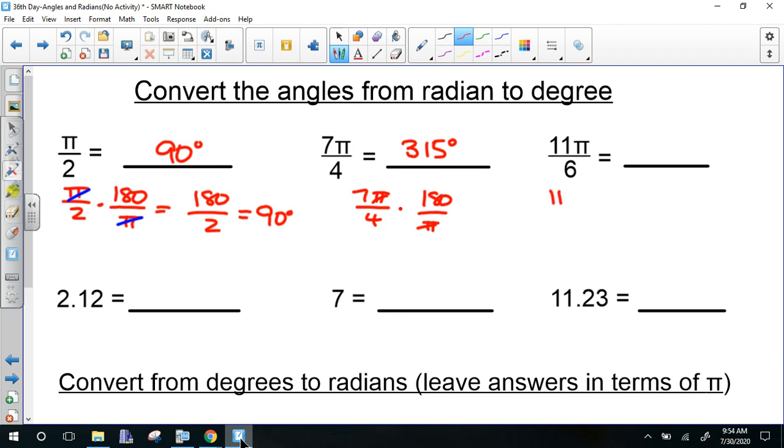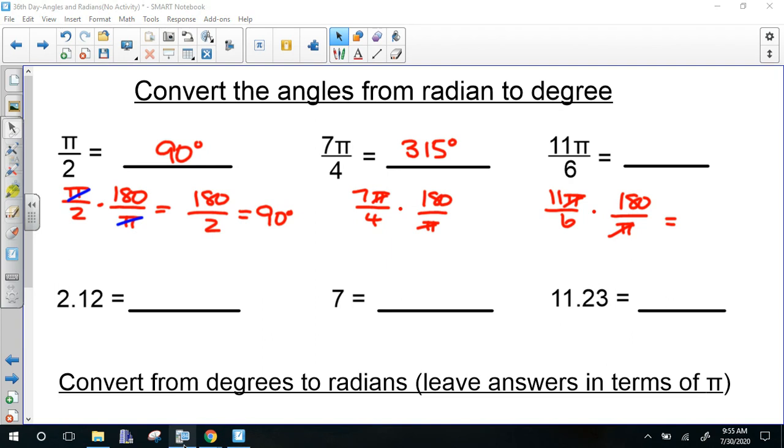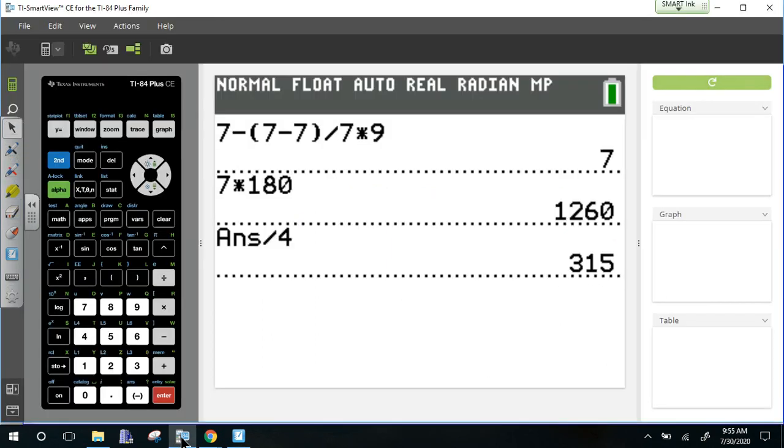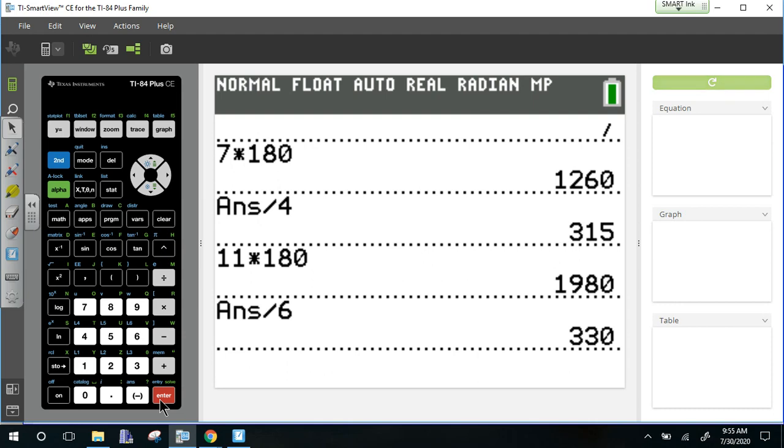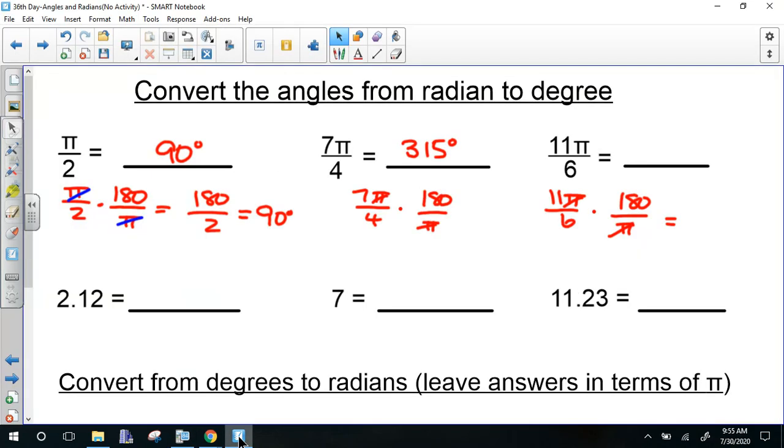Next, we have 11 pi over 6. We multiply that by 180 over pi. Again, the pi's cancel out. And we want 11 times 180 divided by 6. 11 times 180, enter, divided by 6. We get 330 degrees.